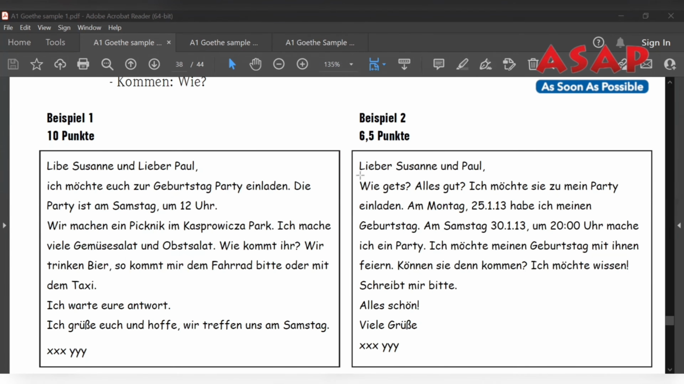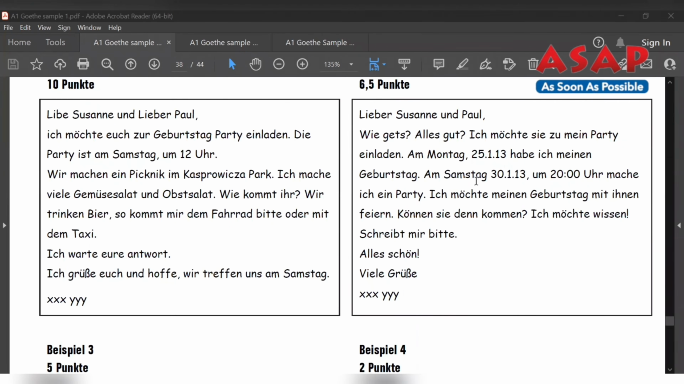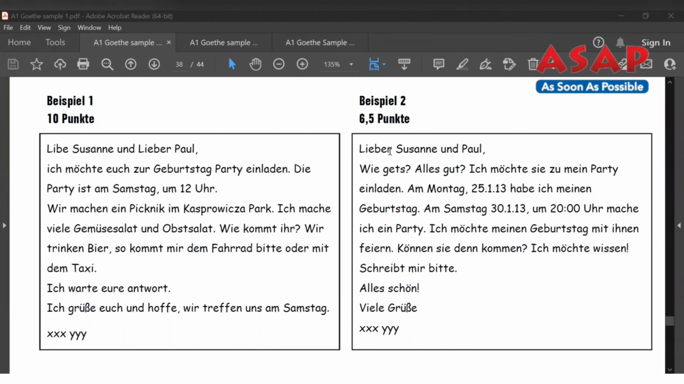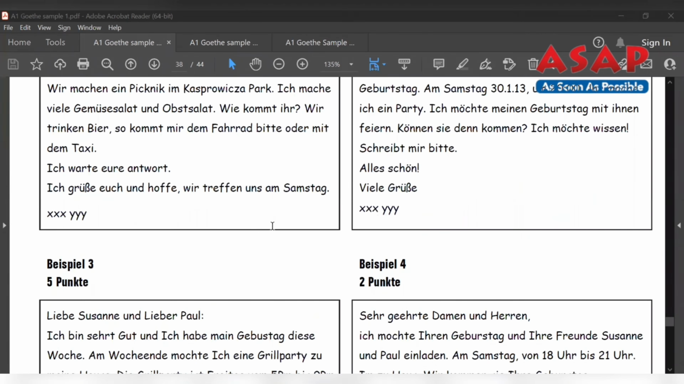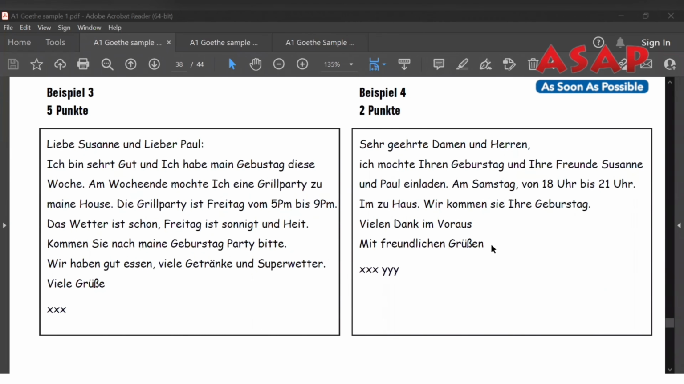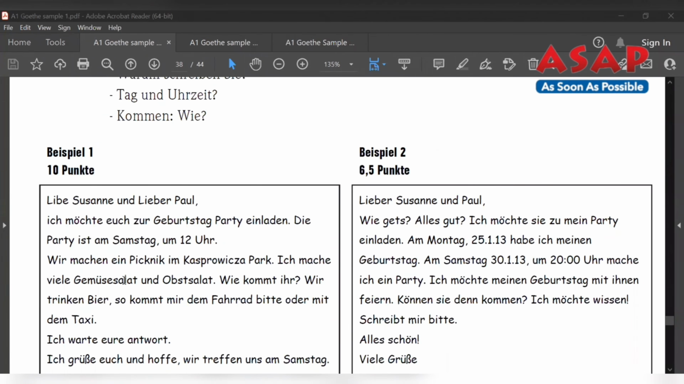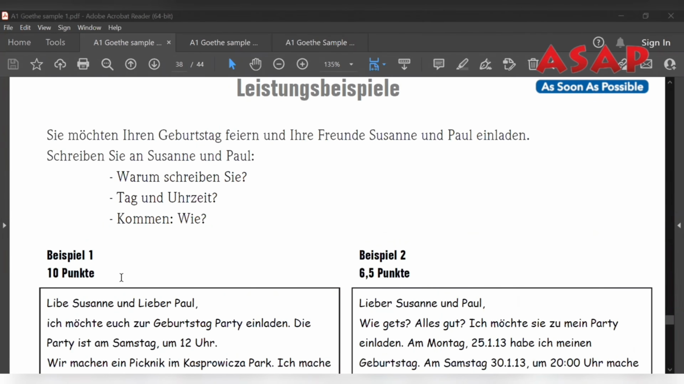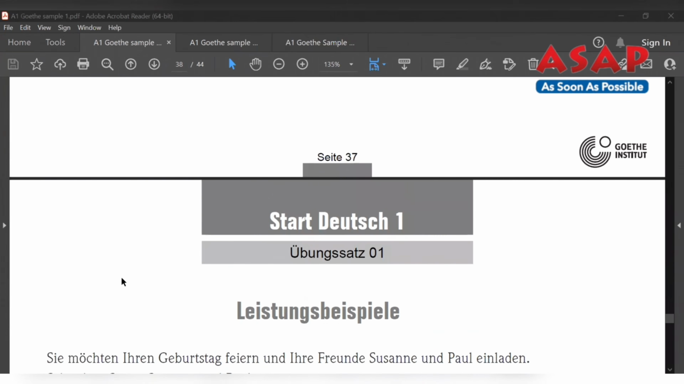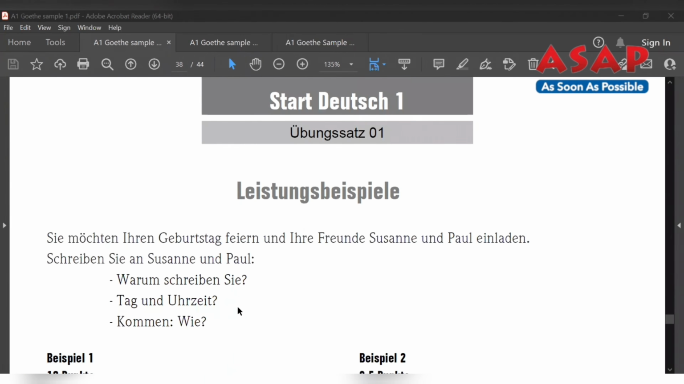And then if you want, you can check the whole question paper here for 6.5. If you write like this, you will get 6.5 marks. If you write like this, you will get 5, and if like this, then you will get only 2. Okay, so now these answers you can check later on, but this one is the sample, first one, 10 out of 10 points. Okay, so now that was our Schreiben Teil 2.